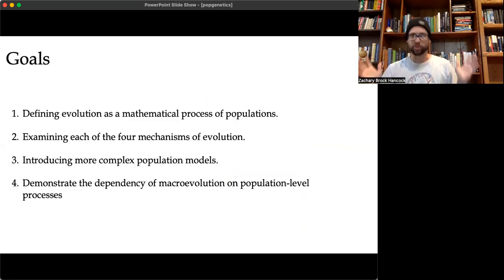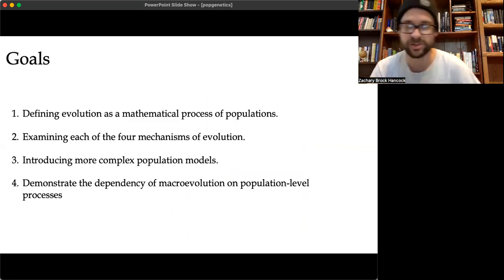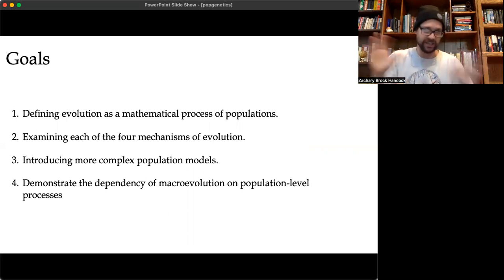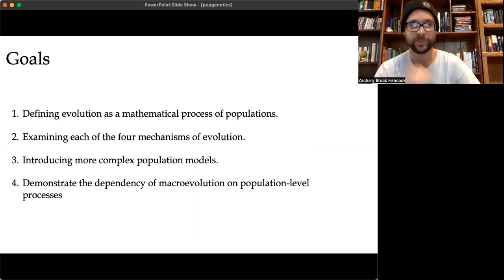Okay, so what are some of the broad overarching goals of this series? So number one is defining evolution as a mathematical process of populations. So spoiler alert, there's going to be some math. Don't be afraid. I'm going to walk you through it very easily. We're not going to do any super in-depth things, but there will be some math. You will see some math on the slides. Don't let that scare you off.